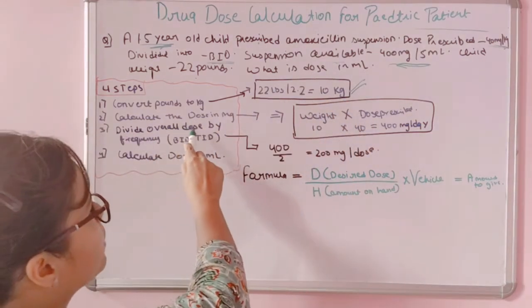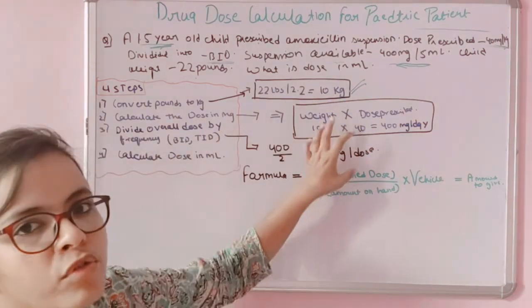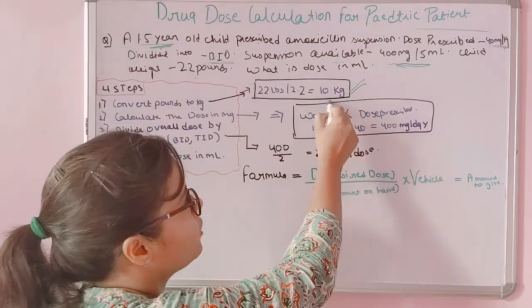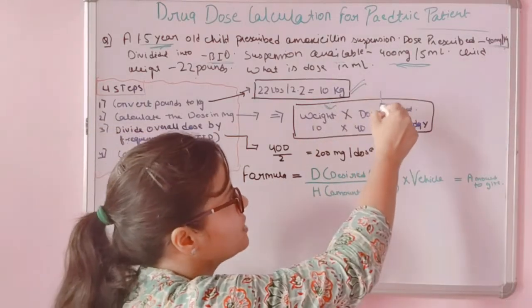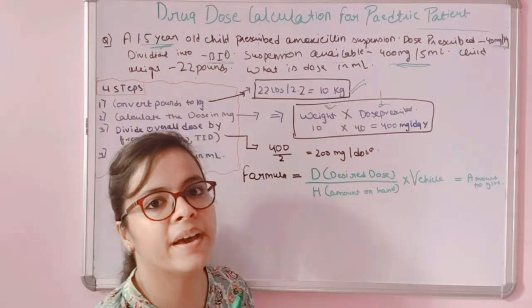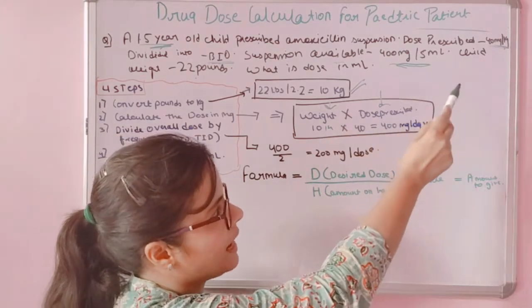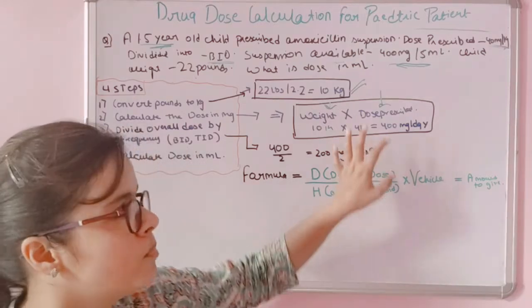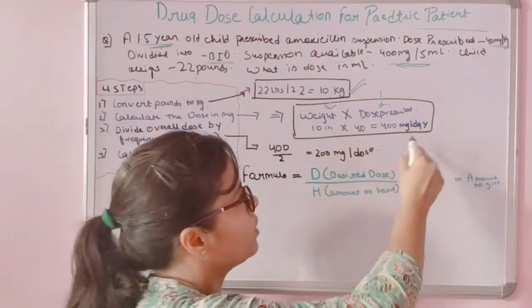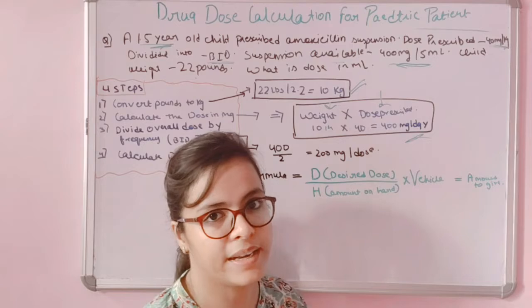Next, we have to calculate the dose in milligrams. For that the formula is the weight of the child times the dose that is prescribed. So here the weight of the child is 10 kg and the dose that is prescribed is 40 mg per kg. If you multiply both, you have 400 mg per day.